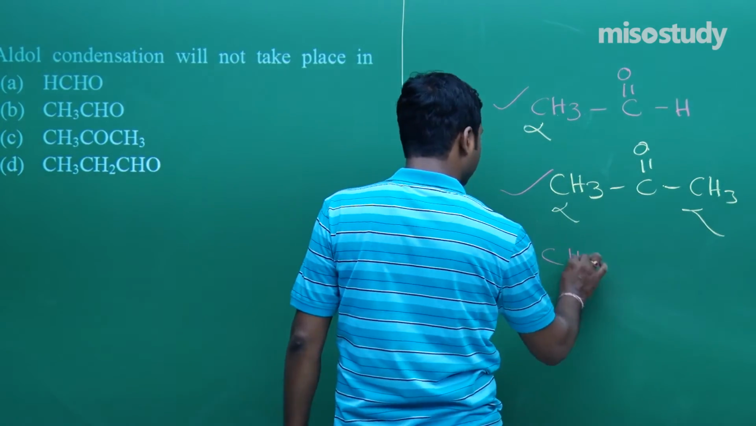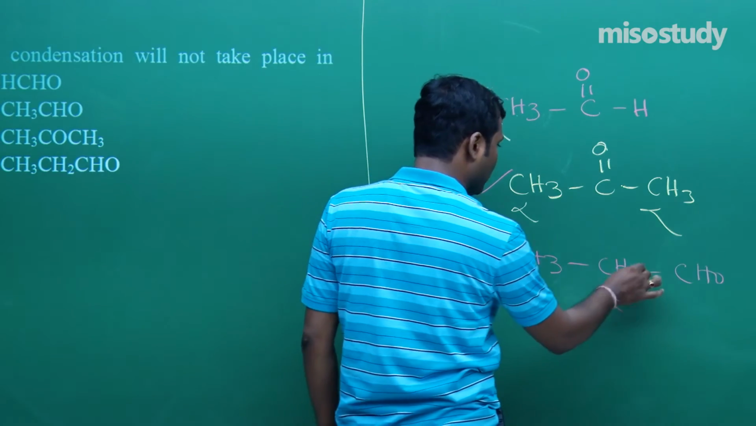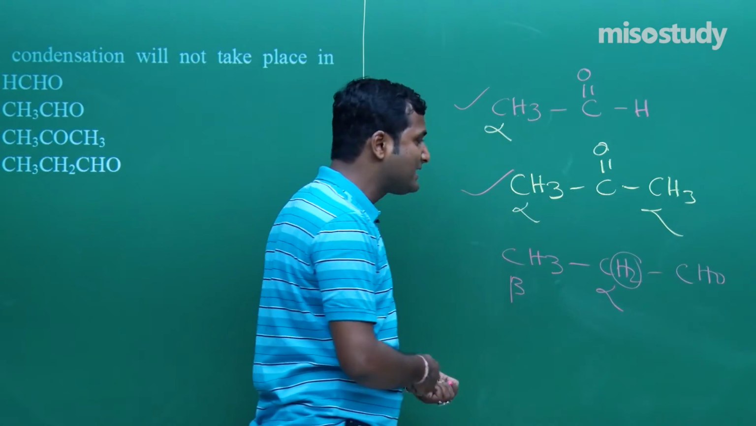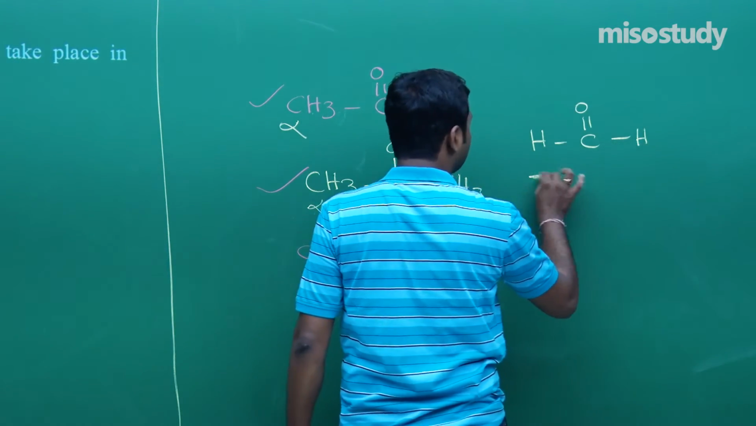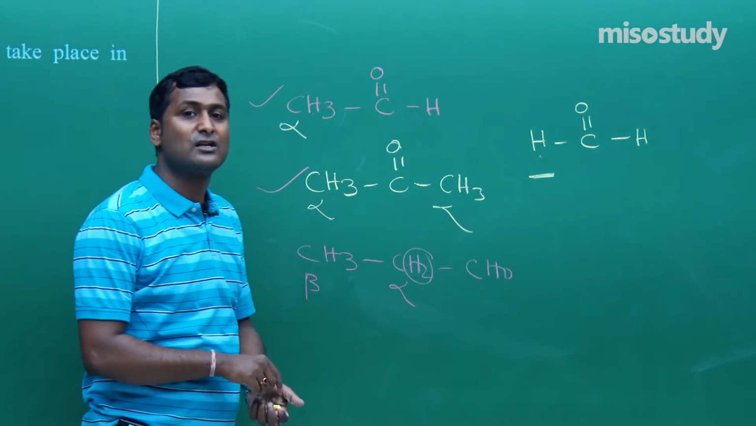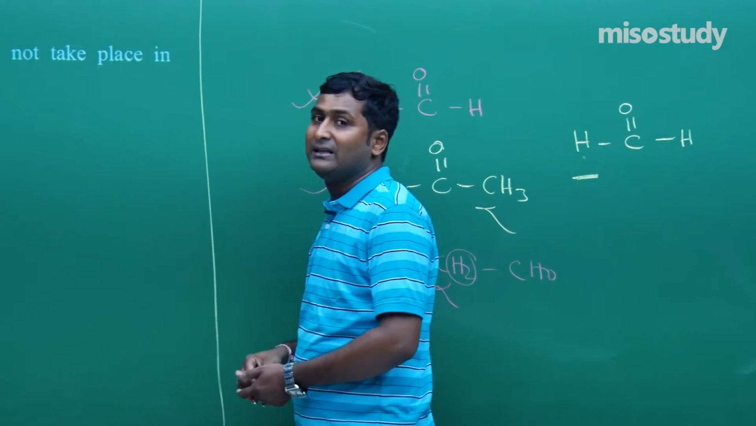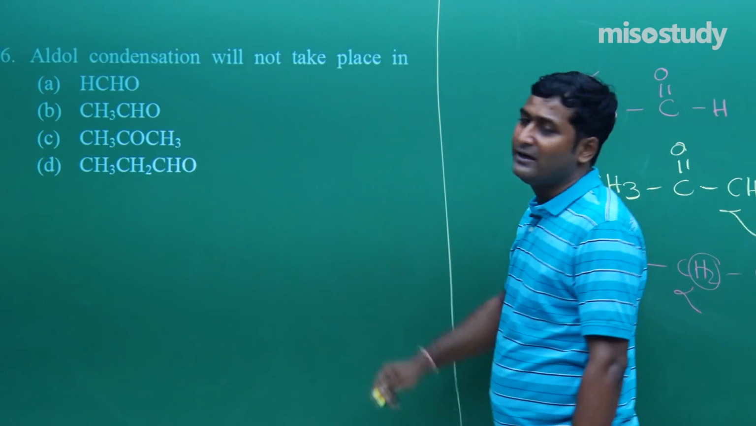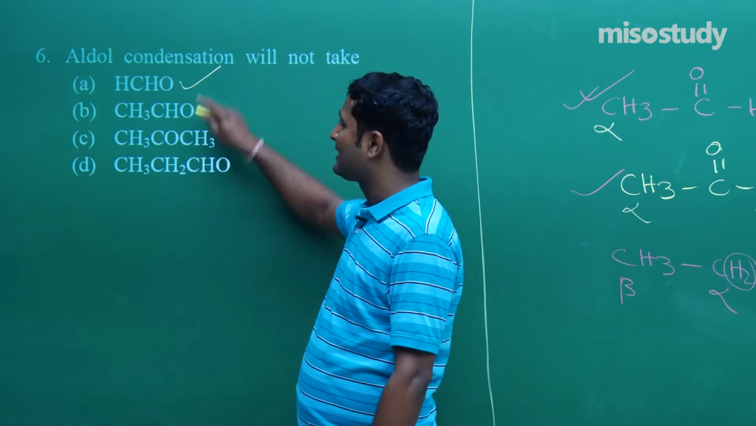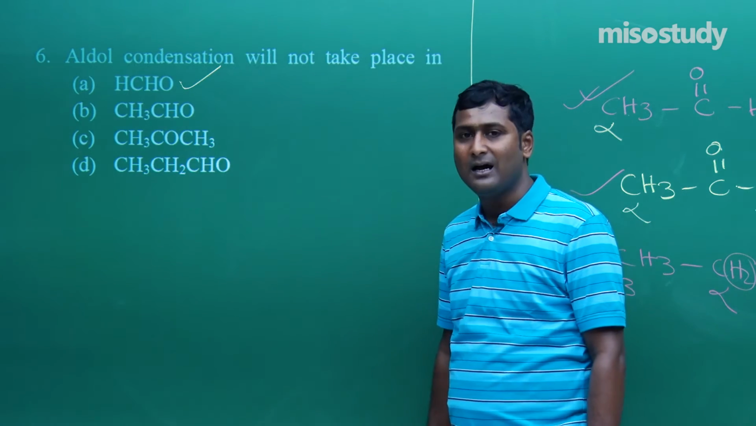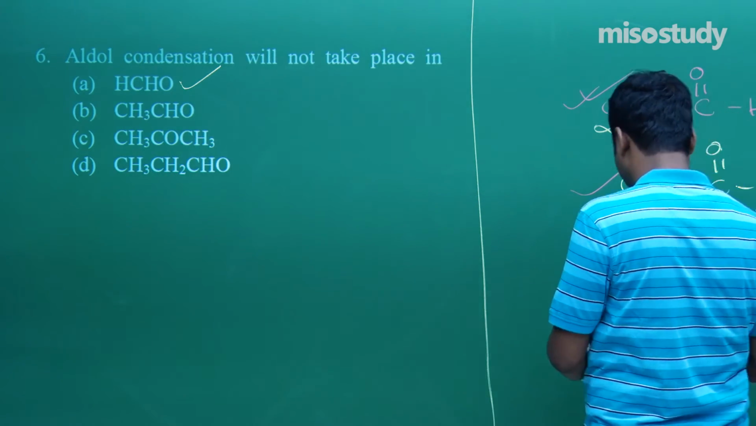Here is CH3CH2CHO. Look at this one, this is alpha and this one is beta carbon. So it also contains beta hydrogen. But if I talk about HCHO, look at this one, this does not contain alpha carbon. So it does not have alpha hydrogen. If it does not have any alpha hydrogen, then we can say it will not show aldol condensation. So for this question, we can say A is the correct option. For question number 6, A is the correct option. Clear? Now, friend, I'm going to erase this part and we'll discuss the next one. Wait for a moment.